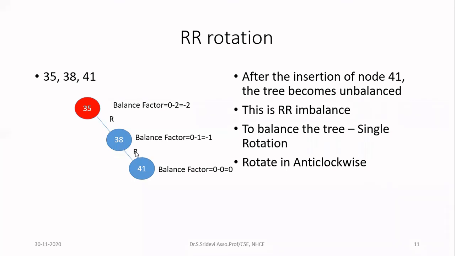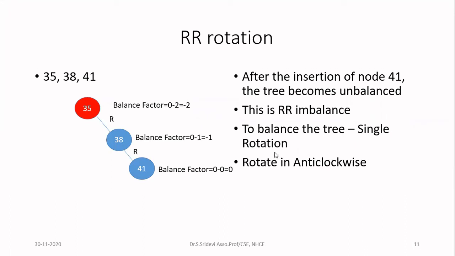Now I have to start reading from this imbalance node. Read the letters one by one: R, R. So it is called RR imbalance. Whenever we have the same letter in both, we have to perform a single rotation. For RR imbalance and for LL imbalance, you have to perform a single rotation.